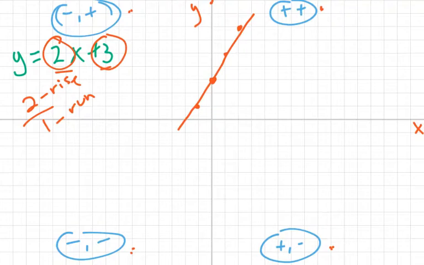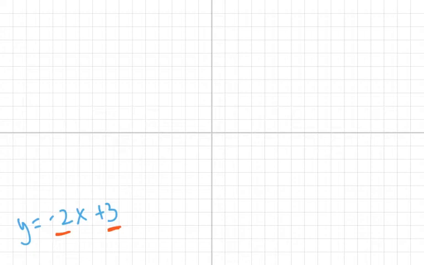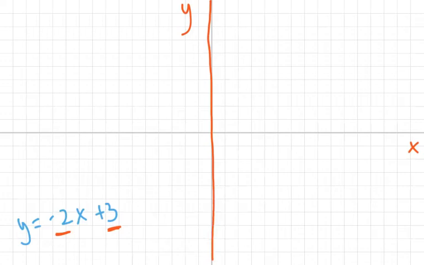Number 2 says y equals negative 2x plus 3. Again, this value indicates my slope. It's a negative 2. This value indicates my y-intercept, which is where on the y-axis I place my first point. It is, again, 3. So I go up 3, and I put my first point.